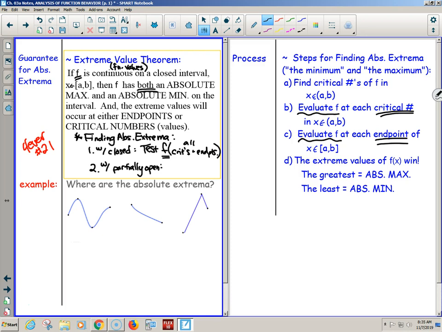With partially open, all bets are off. With partially open, the extreme value theorem does not apply. But that doesn't mean it doesn't have extrema. It just means we don't know which ones are guaranteed. Remember, these theorems are guarantees. So with partially open, what do we do? The same as above.